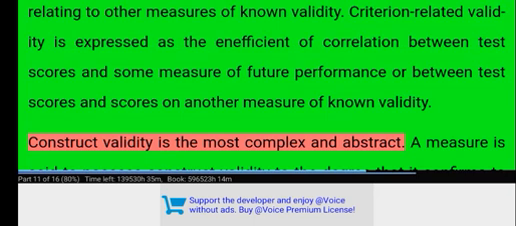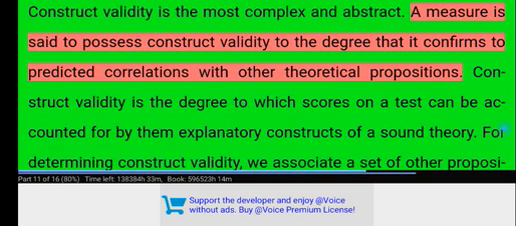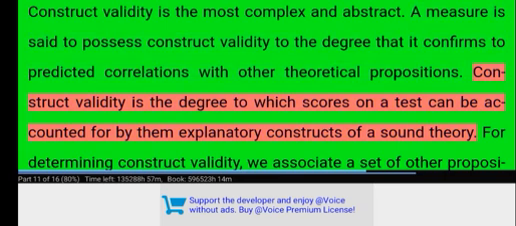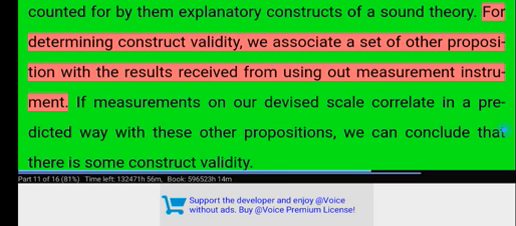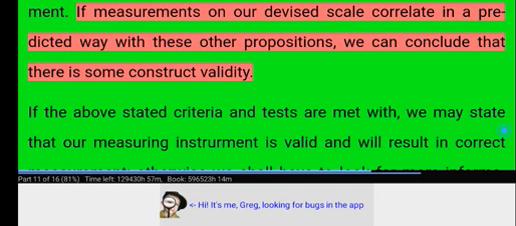Construct validity is the most complex and abstract. A measure is said to possess construct validity to the degree that it confirms the predicted correlations with other theoretical propositions. Construct validity is the degree to which scores on a test can be accounted for by the explanatory constructs of a sound theory. For determining construct validity, we associate a set of other propositions with the results received from using our measurement instrument. If measurements on our devised scale correlate in a predicted way with these other propositions, we can conclude that there is some construct validity.